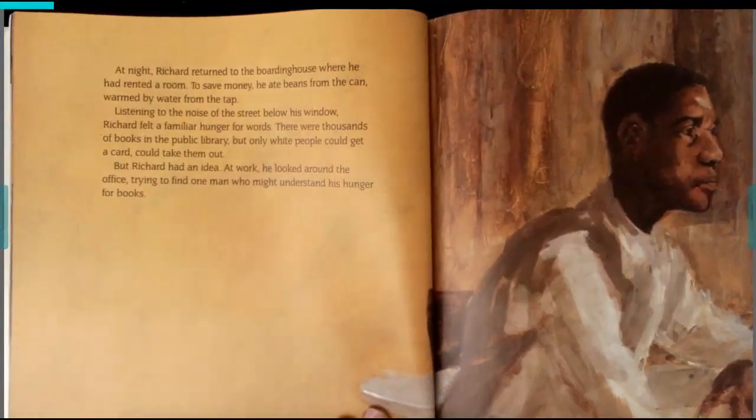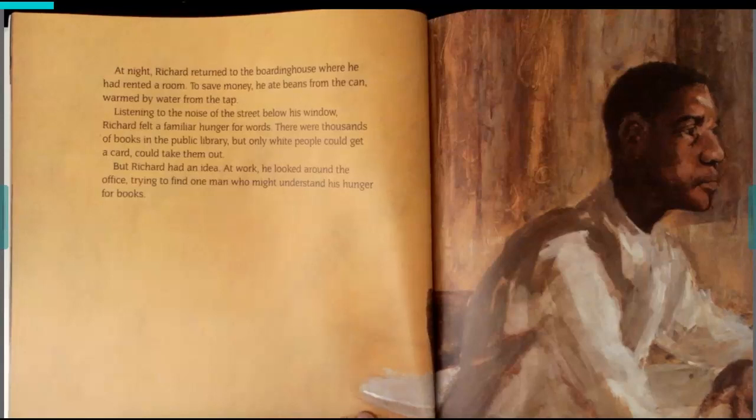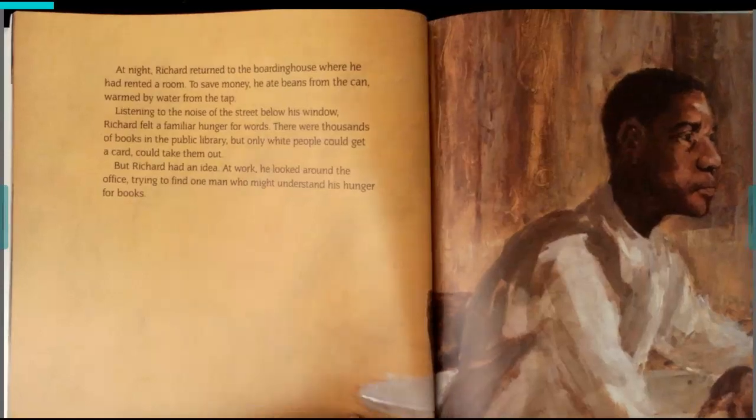At night, Richard returned to the boarding house where he had rented a room. To save money, he ate beans from the can, warmed by water from the tap. Listening to the noise of the street below his window, Richard felt a familiar hunger for words. There were thousands of books in the public library, but only white people could get a card, could take them out. But Richard had an idea. At work, he looked around the office, trying to find one man who might understand his hunger for books.